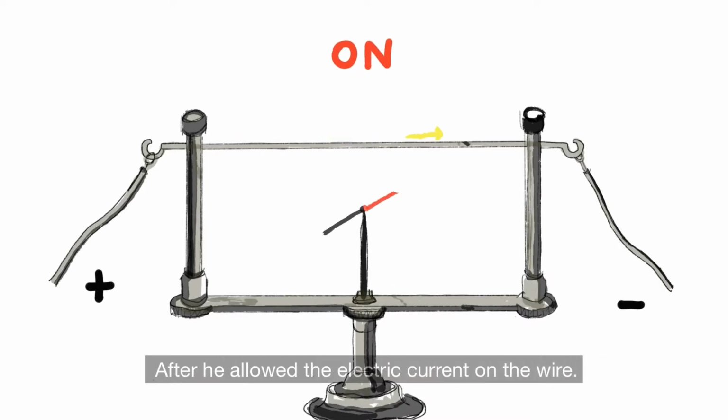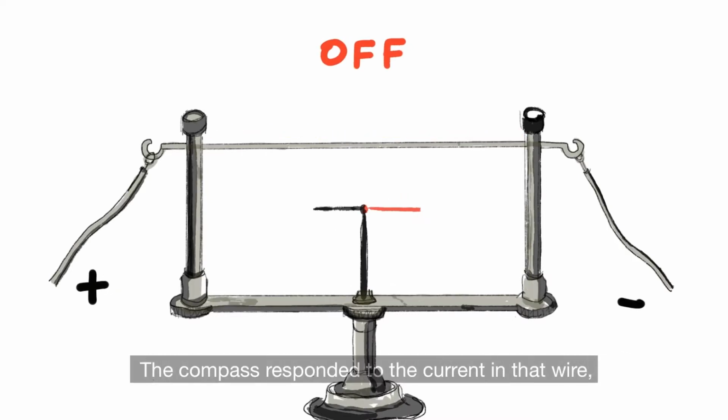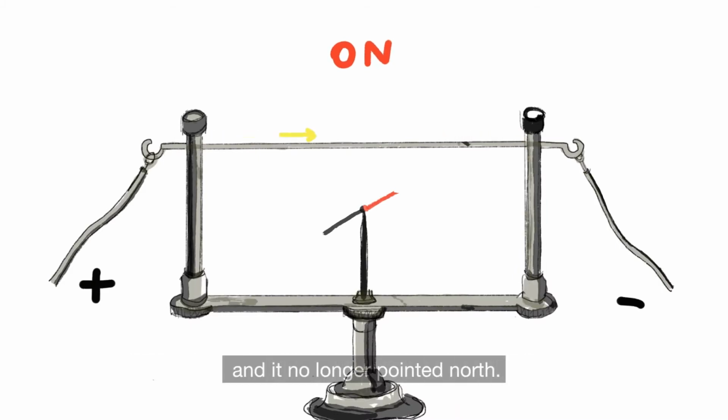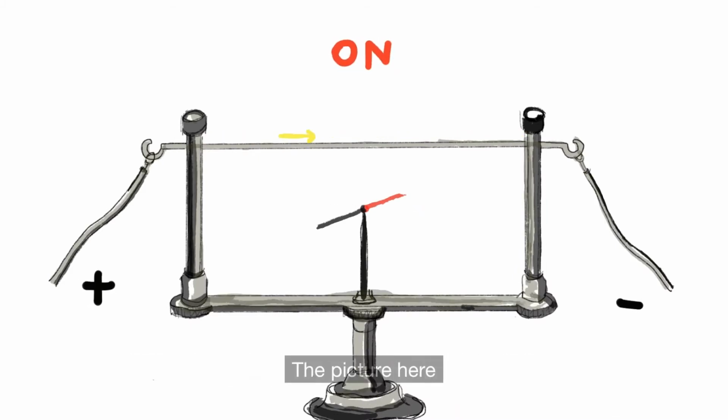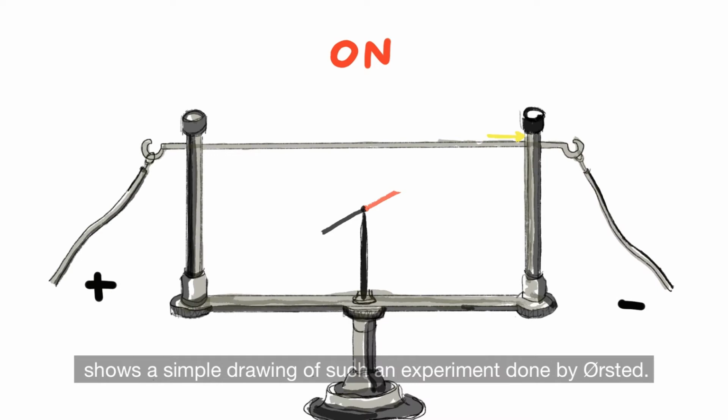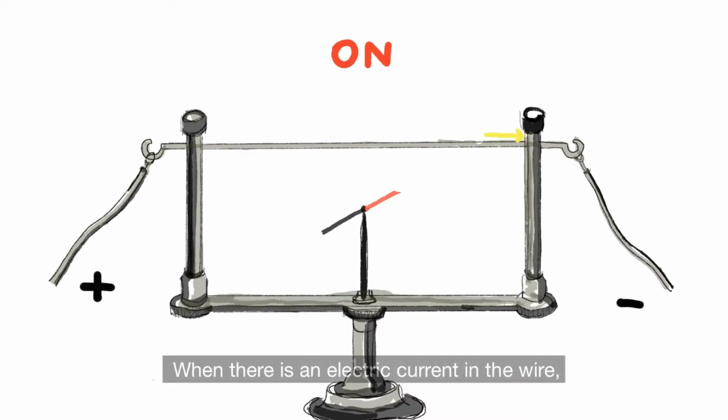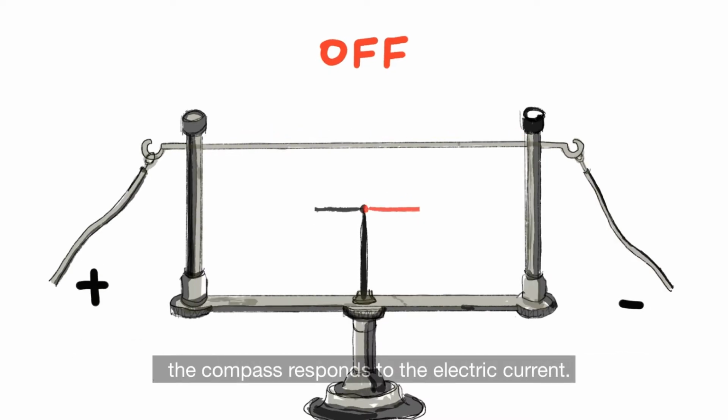After he allowed the electric current on the wire, the compass responded to the current in that wire and no longer pointed north. The picture here shows a simple drawing of such an experiment done by Ørsted. When there is an electric current in the wire, the compass responds to the electric current.